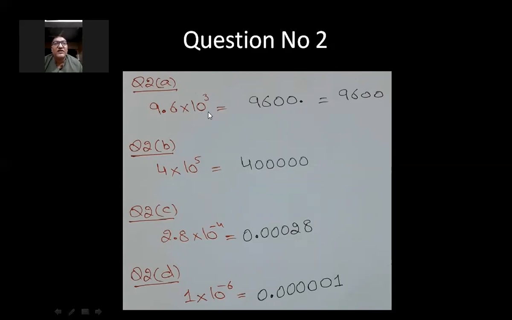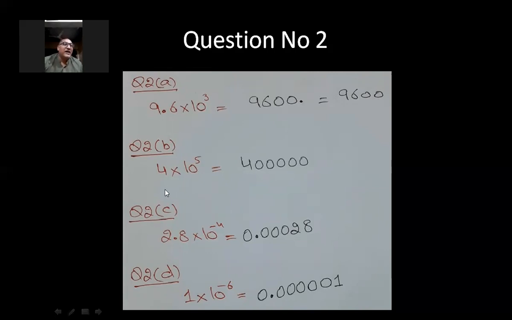This is the reverse process of what we were doing in question number 1. When you have 10 raised to positive power 3, the decimal will move 3 steps to the right side. So you will have 9, decimal from here, move 1, 2, and 3. So it will be 9600.